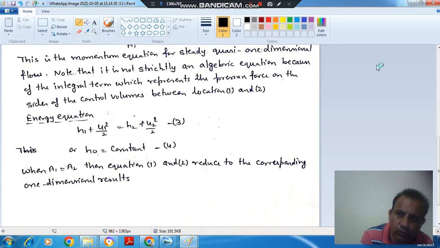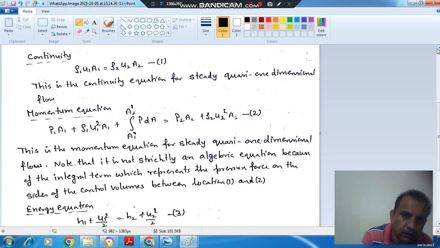So if we put here A1 is equal to A2, then the area will not vary.